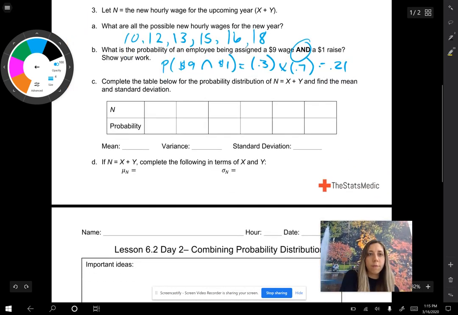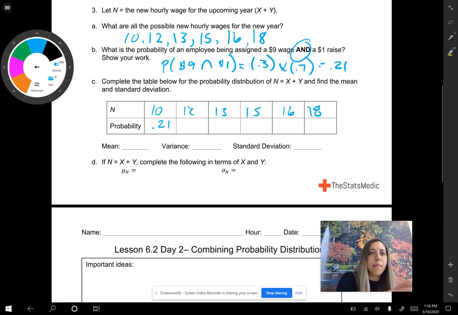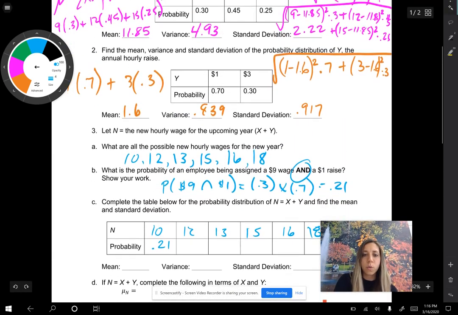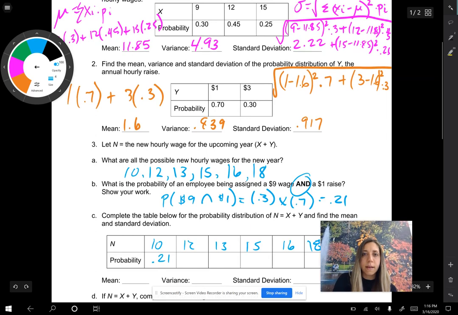So now let's calculate that for every possible wage moving forward. So from 3A, we could have 10, 12, 13, 15, 16, and 18. So we found the probability of 9 and 1, which is 10, so that's 0.21. And then finding that probability for each one of them. So a $12 total wage would be including 9 plus 3. So that'd be 0.3 times 0.3, which is 0.09.